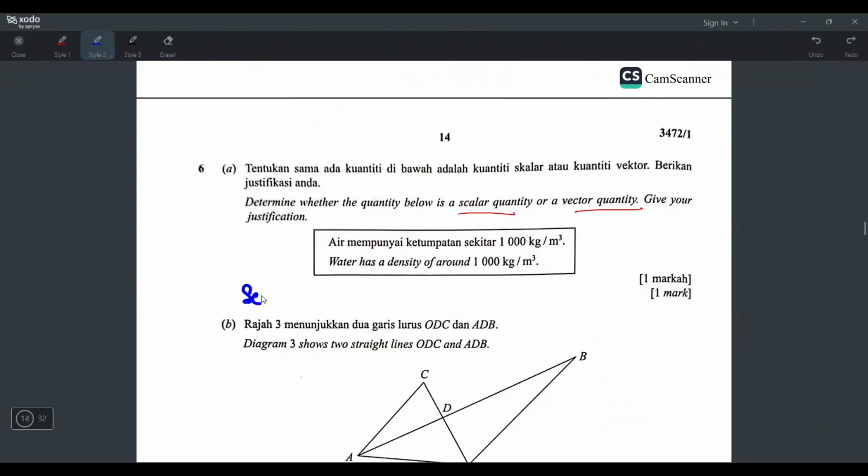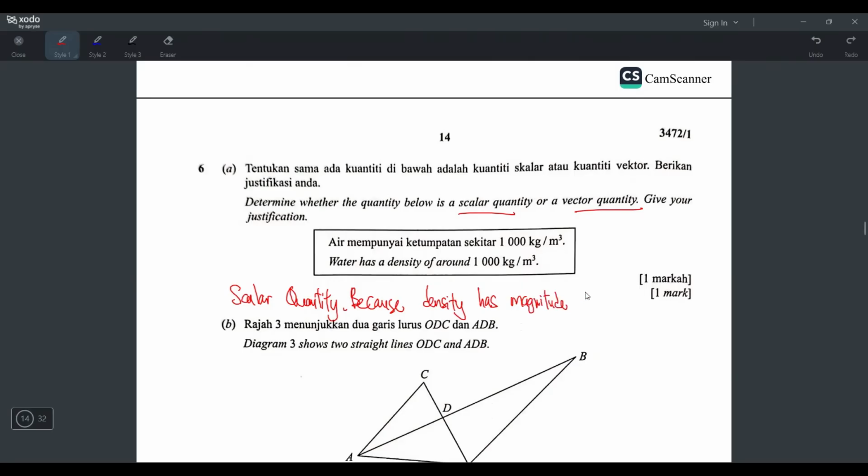Scalar quantity. Give a reason. Because density has magnitude but no direction. Or you can say density only has magnitude, that's also fine, but I think it's better to mention no direction. So it has magnitude but no direction.